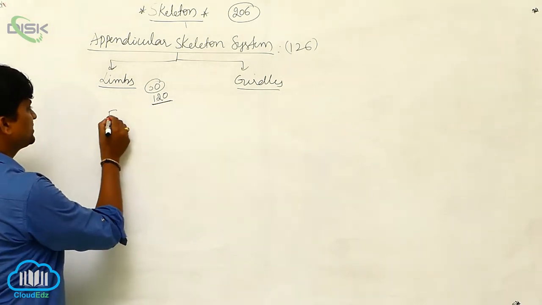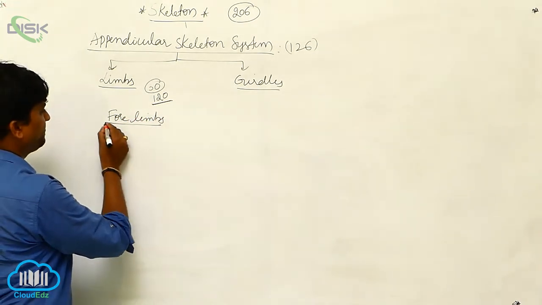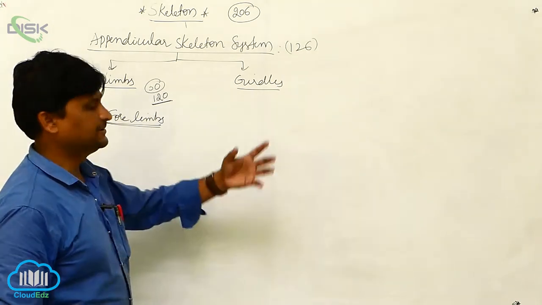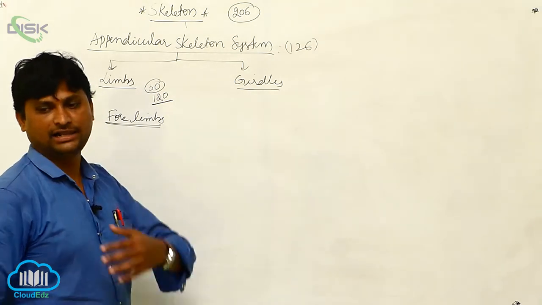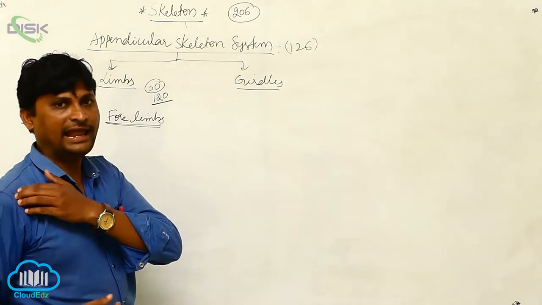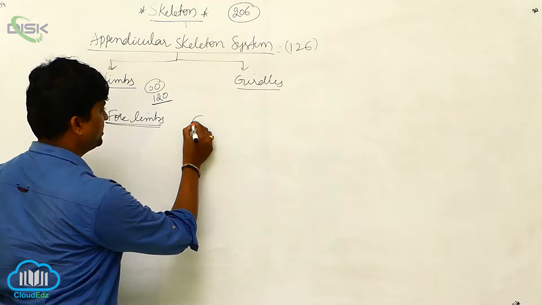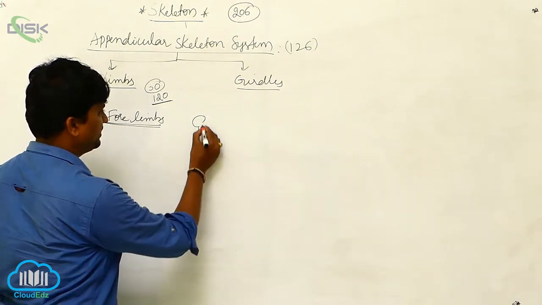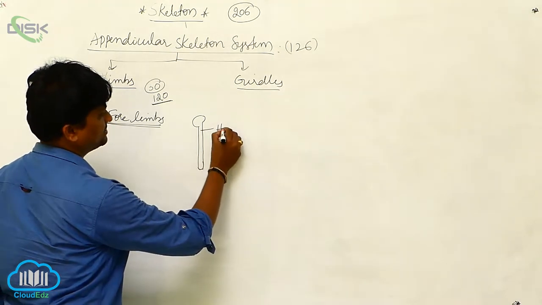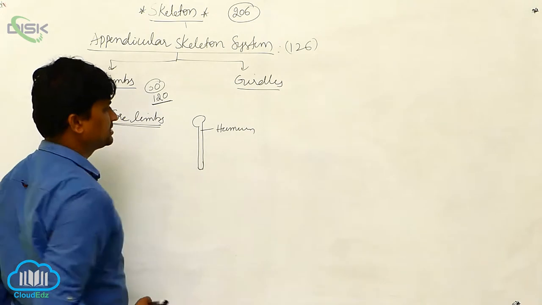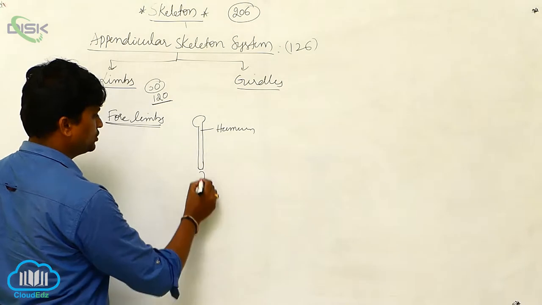Now we are going to discuss the four limbs. The forelimbs are basically attached to the thorax area, that is the pectoral girdle. The pectoral girdle has a glenoid cavity. The bone attached to the glenoid cavity forms a ball and socket joint. Now we call it the humerus. Behind the humerus, there are two bones.